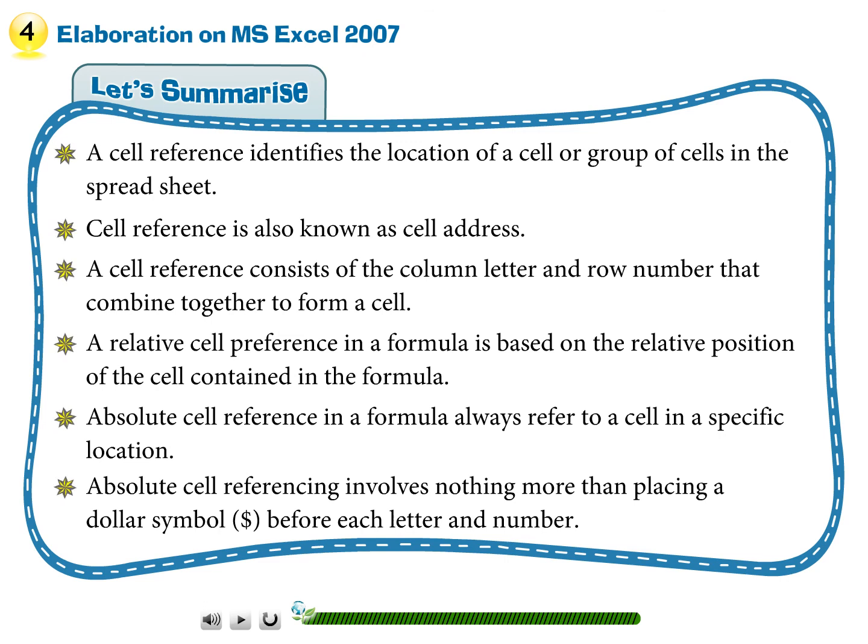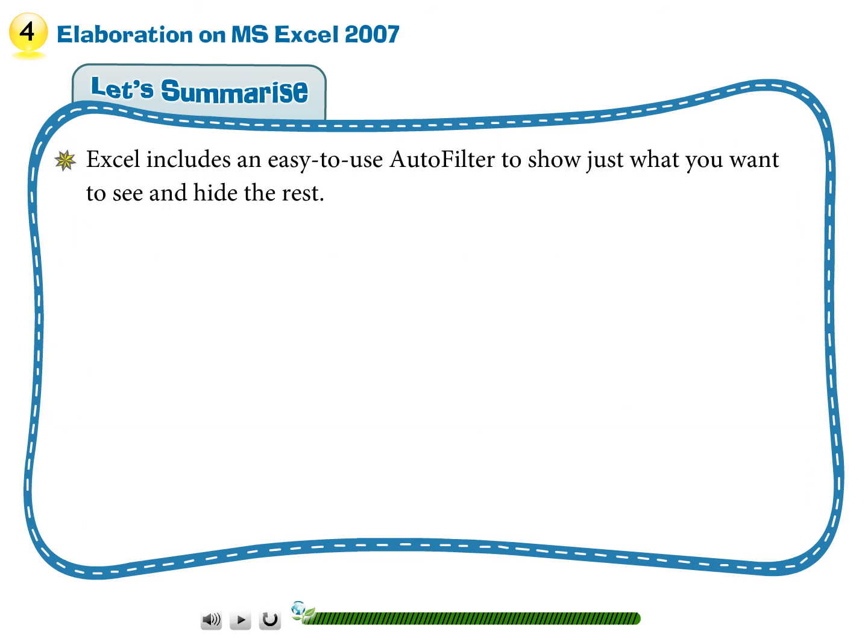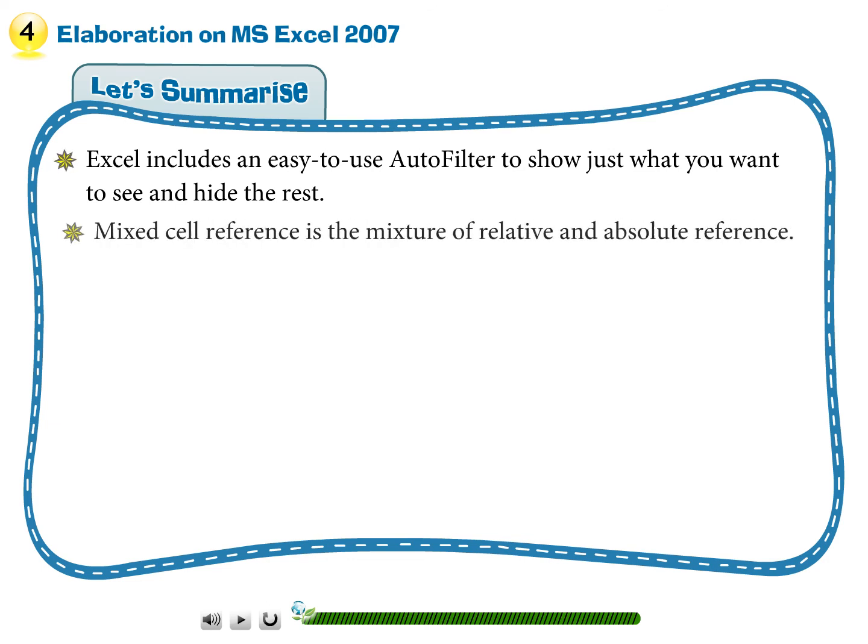Absolute cell referencing involves nothing more than placing a dollar symbol before each letter and number. Excel includes an easy-to-use auto-filter to show just what you want to see and hide the rest. Mixed cell reference is the mixture of relative and absolute reference.